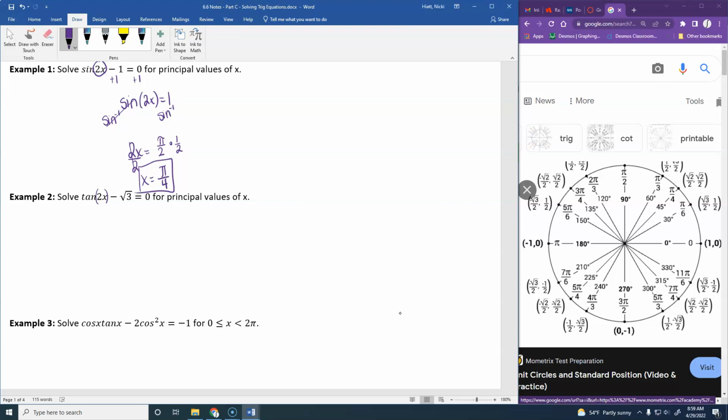I've got tangent of 2x minus the square root of 3. So treat that 2x right there like it's just a single variable for right now. So we just need to move the square root of 3 over to the other side. So tangent of 2x equals the square root of 3.